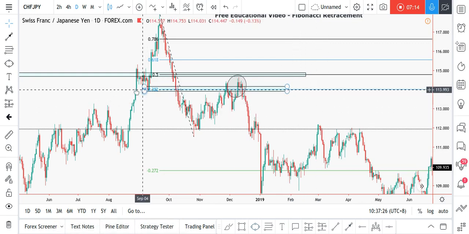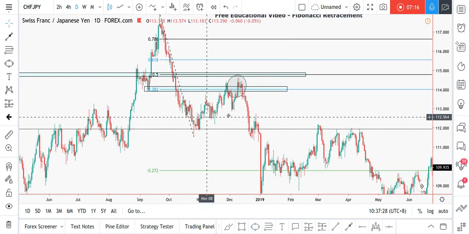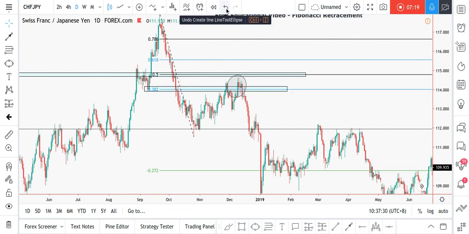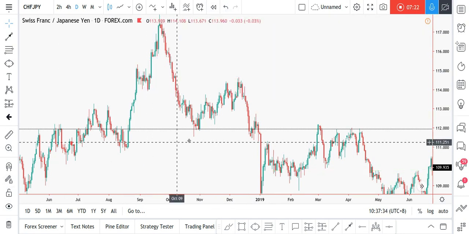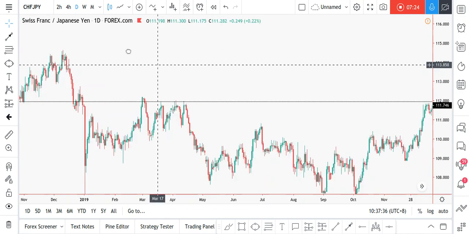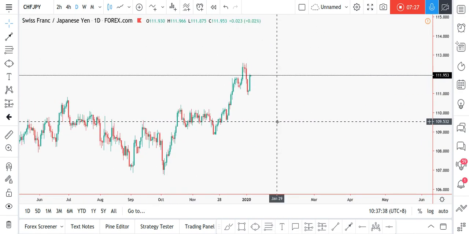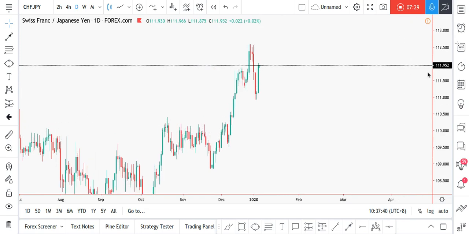If we take our box and drag it all the way across, you'll be able to see that it's a very strong level in the market, and the market has respected this area many times before. So let's have a look at a quick buy opportunity, or quick buy scenario.